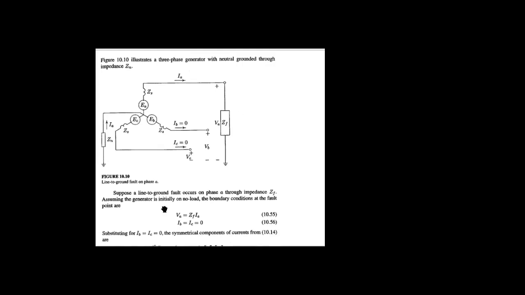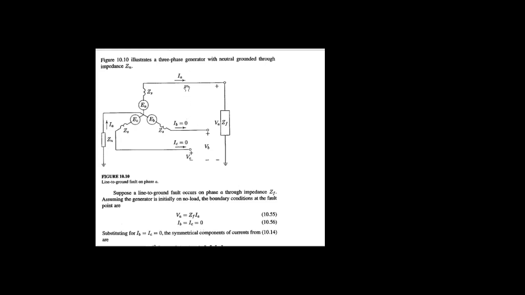So VA will be ZF IA. This is the drop over that terminal voltage, and we know already we don't have any phase or short circuit in the other two phases. So you have only zero current, because we don't have a path to complete the current flow to the ground. So IB and IC are 0.